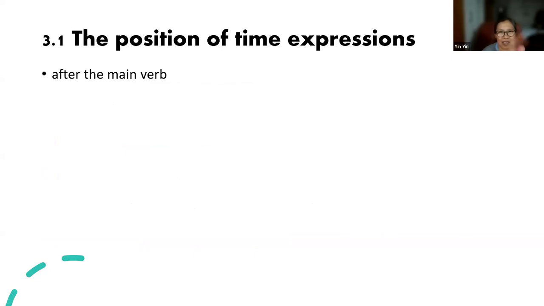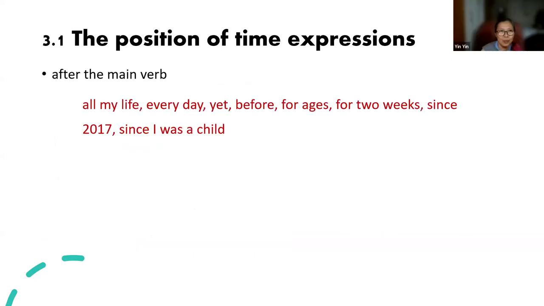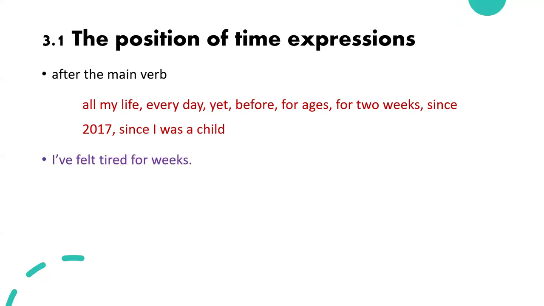Okay. Now, the time expression. It goes after the main verb here. Auxiliary verb, main verb. It's like a time period: all my life, every day, yet, before. I have felt tired for weeks. Every day, yeah. I've tired all my life. I've tired every day. I've tired for 3 days.